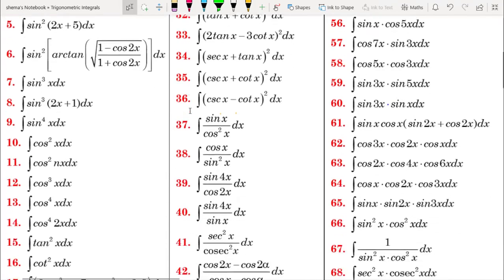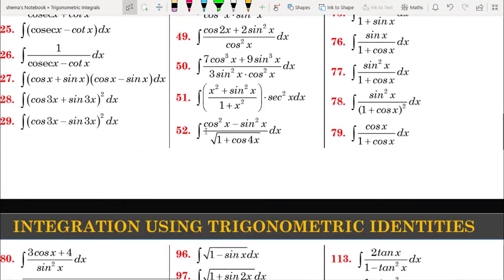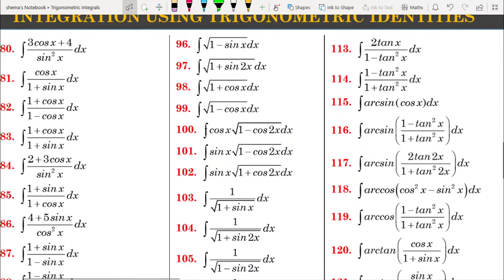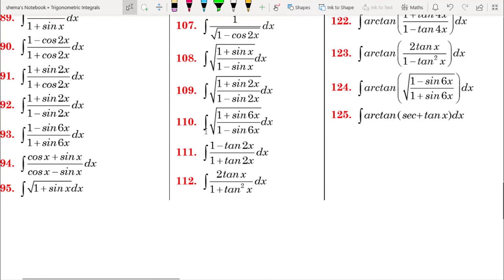These are 125 integrals considered as model questions. 125 integrals.